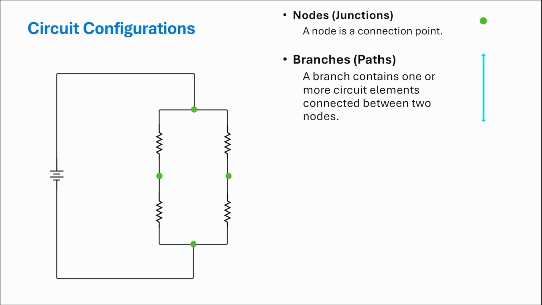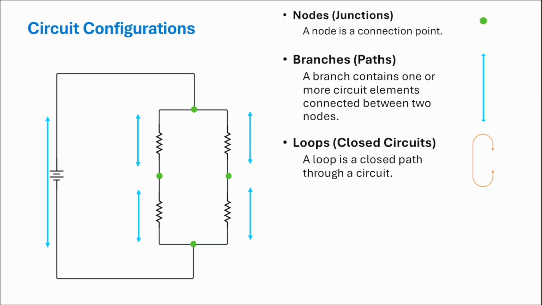Next, branches or paths. A branch contains one or more circuit elements connected between 2 nodes. So let's look at it. We have the first branch or first path, which is the battery between this and this node. We have the second branch or second path, which is the resistor between this and this, and so on, this one, this, and this. So in this circuit, there are 5 different branches.